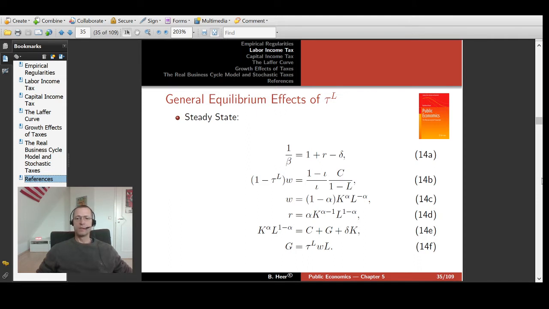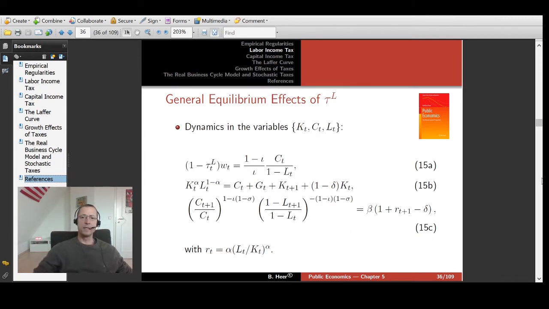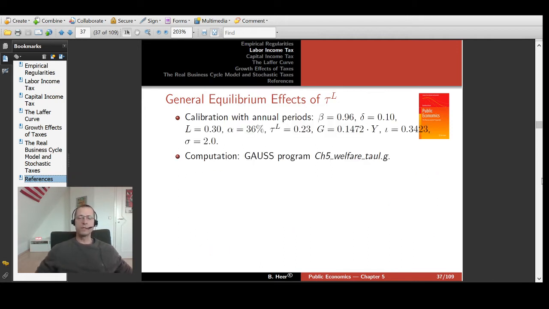consumption. So we can compute all values here starting from a labor supply L equal to 0.3 and parameters beta, delta, alpha, and tau L. Then we have one free parameter, which is iota, and we use our endogenous values of C, L, and W to compute iota from equation 14b. So this constitutes our calibration, and let me give you the values that we have chosen.